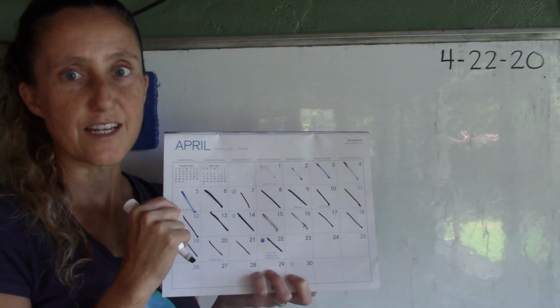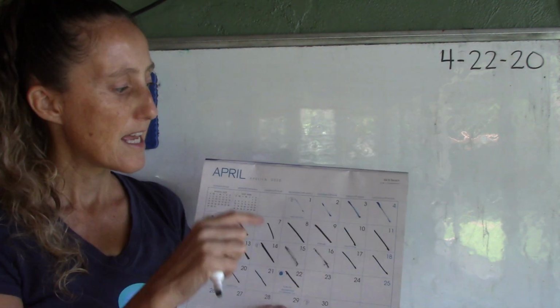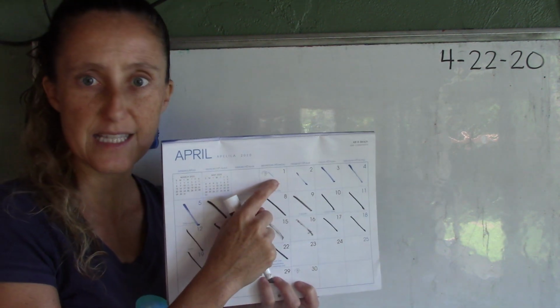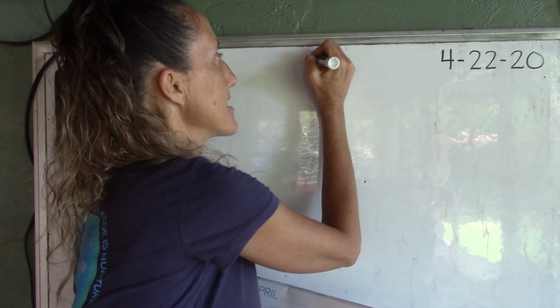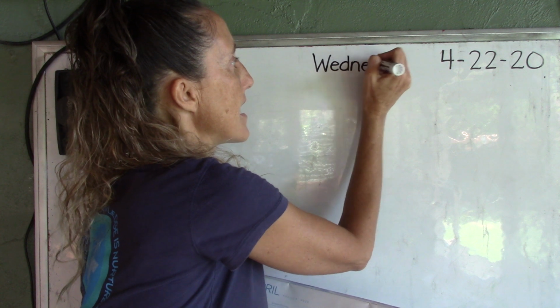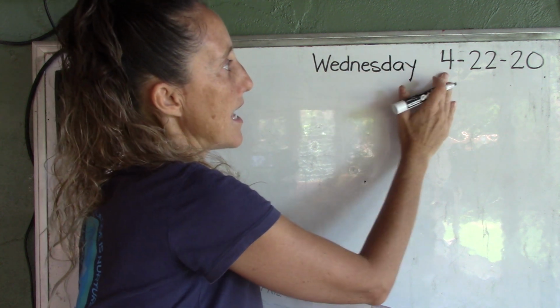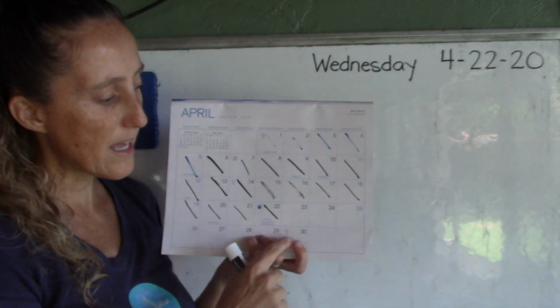Sunday, Monday, Tuesday, Wednesday, Thursday, Friday, Saturday. If yesterday was Tuesday, then today is Wednesday, right? And we spell it like Wednesday. We start with a capital letter because it's the name of a day. Proper noun. Today is Wednesday, April 22, 2020.